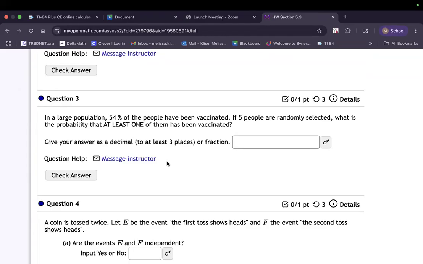Okay, out of 5. You're going to have different numbers, which makes this even better. We want to know the probability at least one has been vaccinated. I'm hoping that it's already in your brain every time you see the words "at least," you use the complement rule every time.